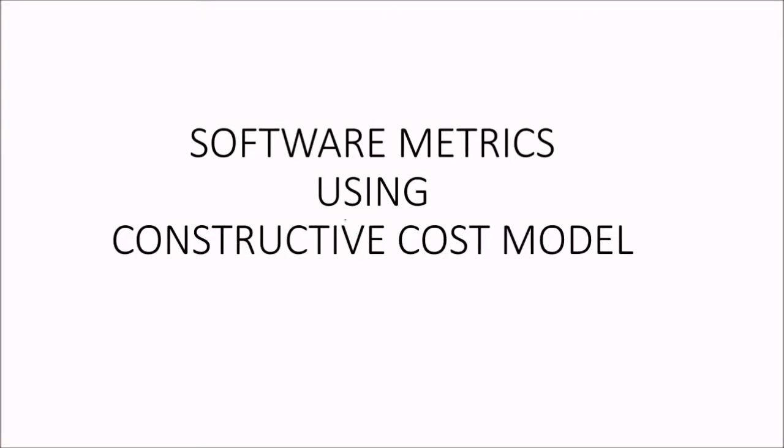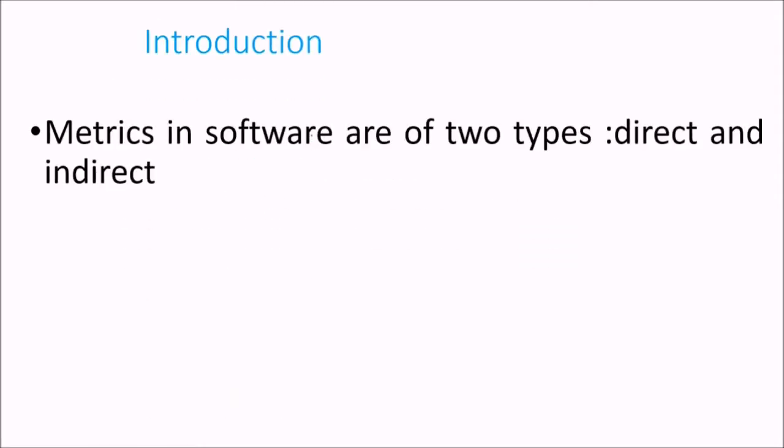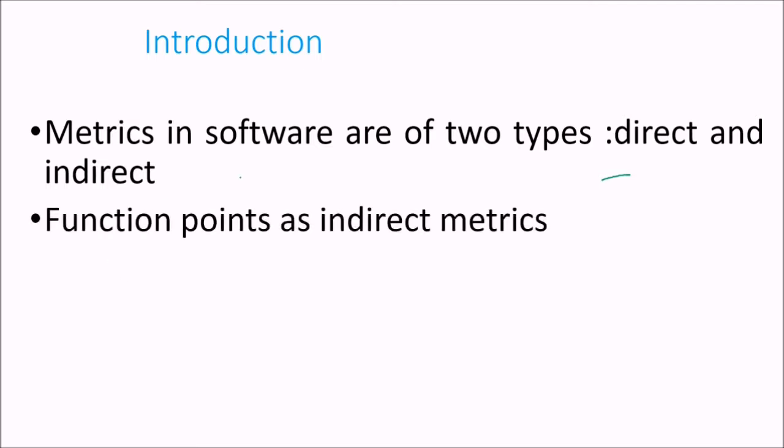So we'll talk about the software metrics using constructive cost model or COCOMO model. First thing is, metrics in software can be of two types. First is direct and other is indirect. Function points are indirect metrics. Function points: number of inputs, number of output files, number of input files, number of external entities. All these contribute to function points.